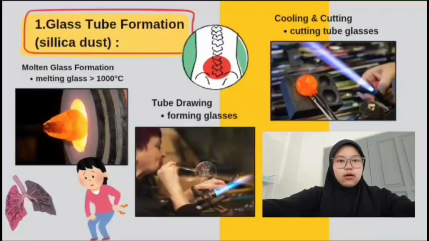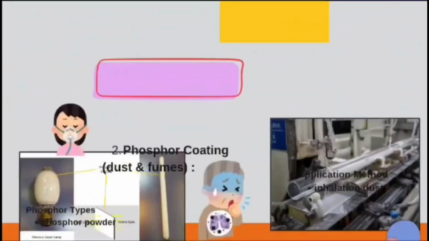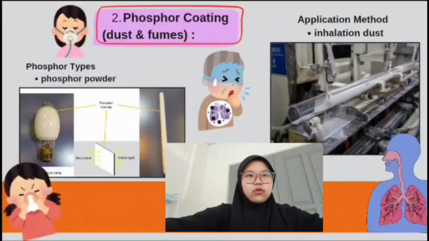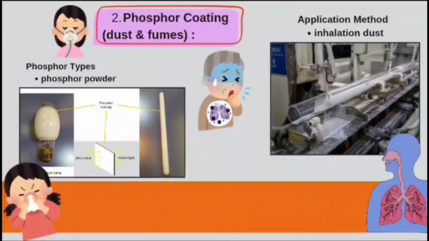The first process of the fluorescent light bulb is glass tube formation, which involves molten glass formation, tube drawing, cooling, and cutting. During the process, glass manufacturing can produce silica dust, and inhalation of silica may cause silicosis and lung disease. The second process is phosphor coating, which involves identifying the phosphor types and application method. These chemical coating materials may produce dust and fumes that irritate the respiratory tract.